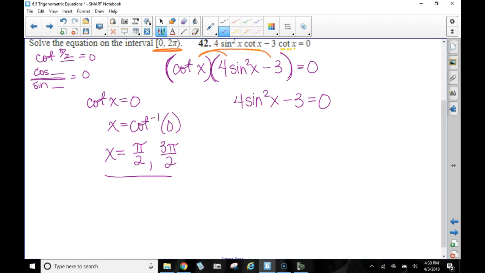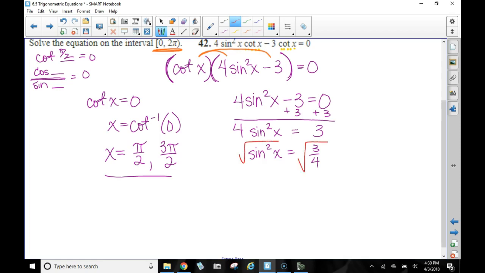Let's look over at this other equation. First of all, we better solve for sine squared x. Add 3 to both sides first. We'll have 4 sine squared x equals 3. Divide both sides by 4. So we will have sine squared x equals 3/4. Now we're ready to solve for sine x by taking the square root of both sides. And when we do that, don't forget the plus or minus.